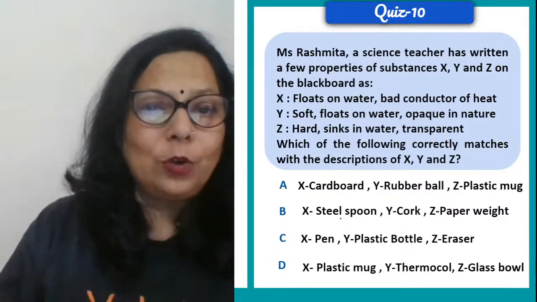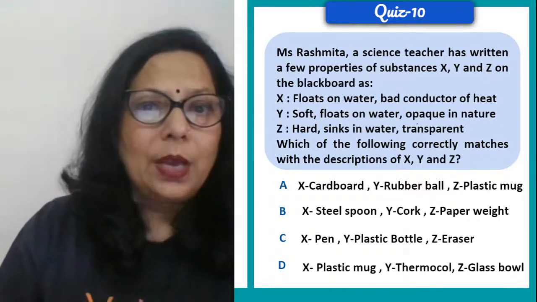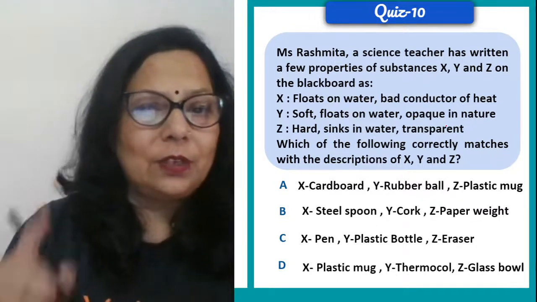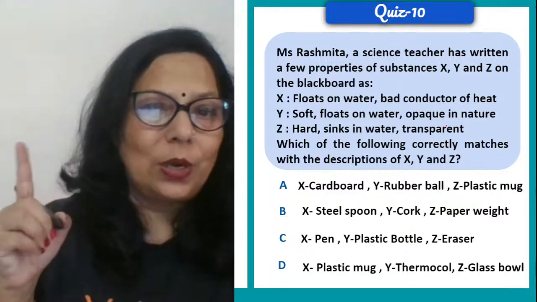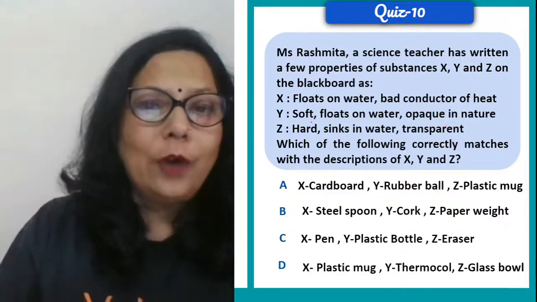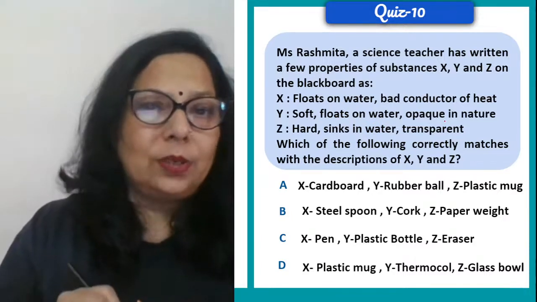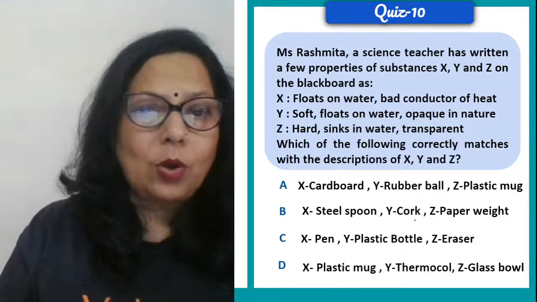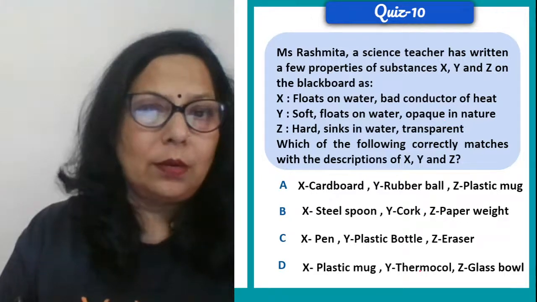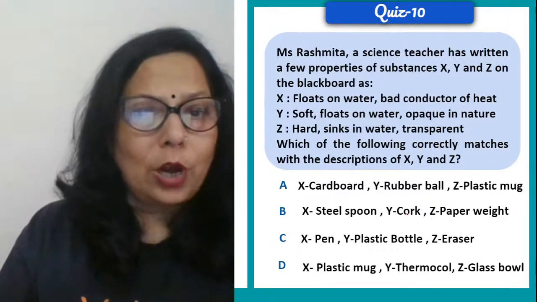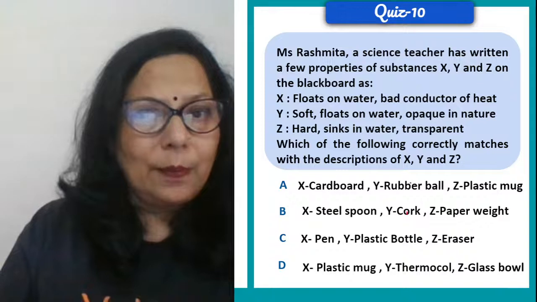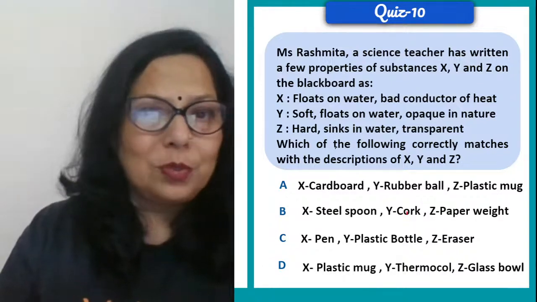So cardboard can float, steel spoon, pen or plastic mug. What can float? And it's a bad conductor of heat. So I think you can identify what is X. Soft, floats on water, opaque in nature. So it is rubber ball, cork, plastic bottle, thermocol. Floats on water तो cork भी है. Rubber, yeah. Now you have to choose.